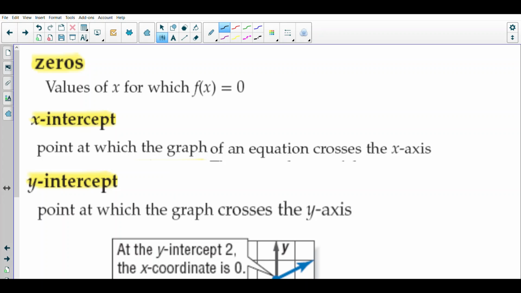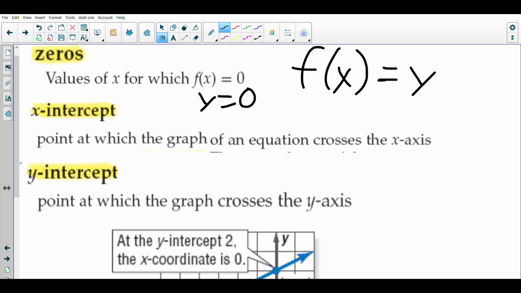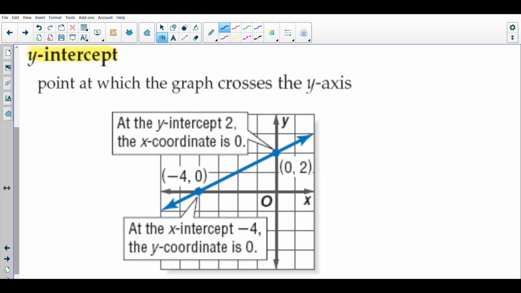All right, then let's talk about some parts of the function themselves. The zeros are the values for x when f of x equals 0. Now, in a previous lesson, we talked about how f of x is actually just y. So really what we're saying is when y is equal to 0. The x-intercept is the point at which the graph crosses the x-axis. And then the y-intercept is the point at which the graph crosses the y-axis. So looking at the graph, at the y-intercept of 2, the x-coordinate is 0, and at the x-intercept of -4, the y-coordinate is 0.